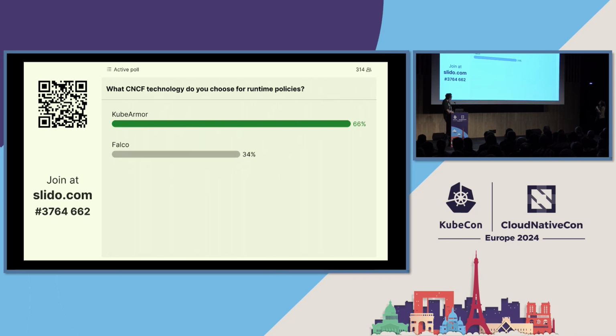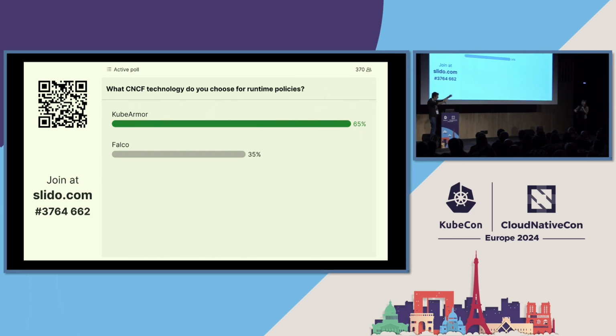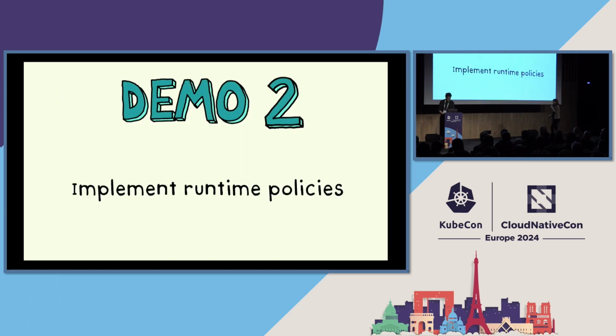KubeArmor. I see that you, right, Falco folks are trying hard. It's moving, but not. And they're not mutually exclusive. I'm pretty sure you can forward KubeArmor alerts to Falco Sidekick. Just FYI, it's not a competition. Yeah. All right. You're up.